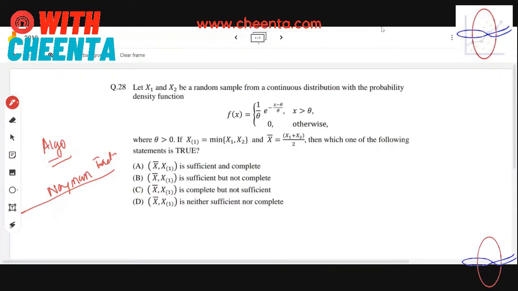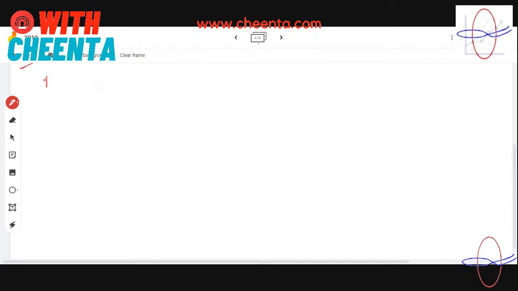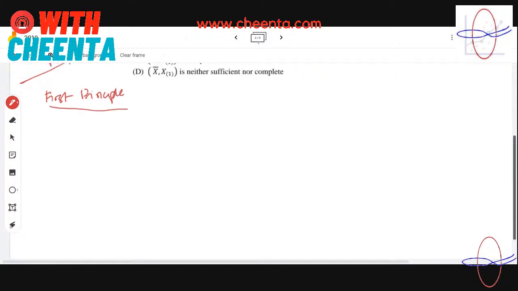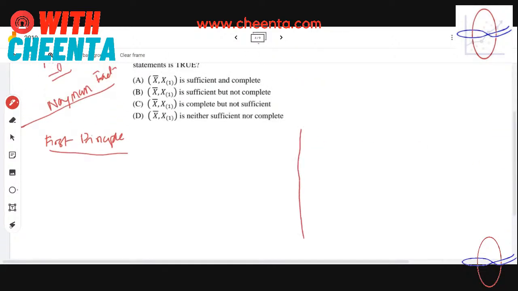You can easily do Neyman factorization also without using the one-parameter exponential family, and you can also directly do completeness. Okay, so let's do it in two different ways. One Debargo is doing, and one we will do from the basics, from scratch, from first principles. And Debargo, can you do it using the exponential family, OPEF? We will give two different solutions.